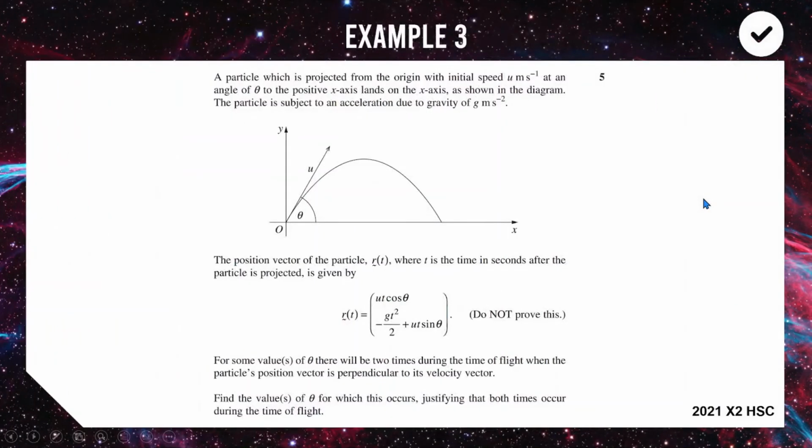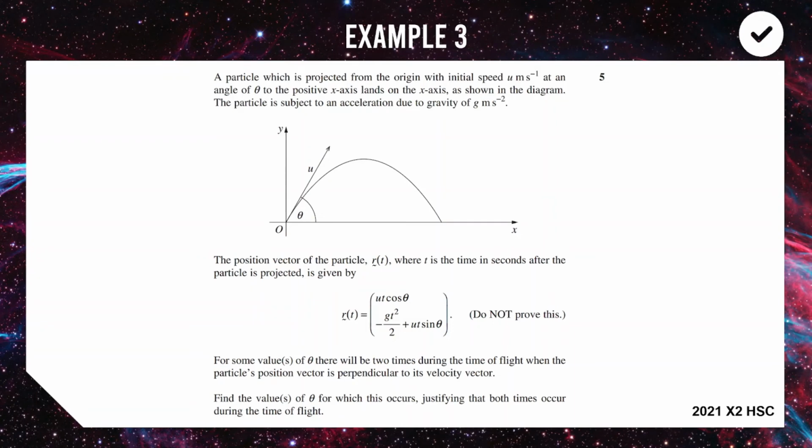Moving on to the last example, Lord help me, it's the 5 marker from the 2021 Extension 2 HSC. So what we're going to be seeing in HSC papers from now on is that there will be one 5-mark question in every exam: standard, advanced, and Extension 2. This was the Extension 2 one from last year at the time of recording this video.